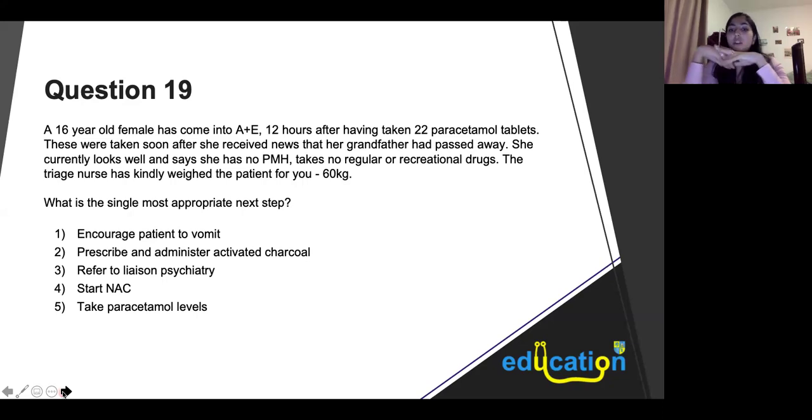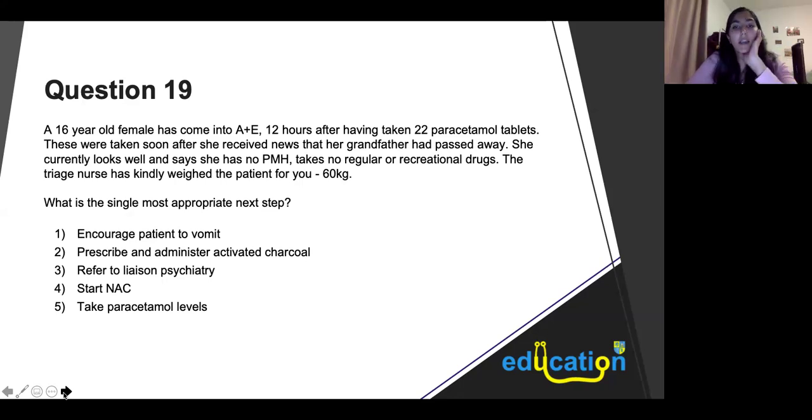I'll give you guys a little bit longer because this one's quite tricky. One or two more answers. So this one is quite difficult.